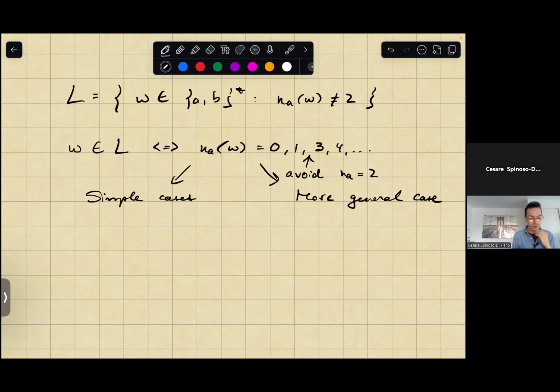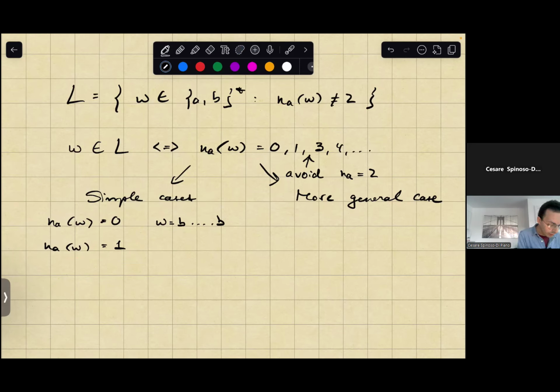In particular, what are the simple cases? Well, that's when the number of A's in W is 0 or 1, because in each of these cases, it's fairly simple to see what the string should look like. If the number of A's in W is 0, and my alphabet is {a, b}, then the only possible strings that satisfy this constraint are strings that are just a bunch of B's, because then there are no A's, so the number of A's is 0.